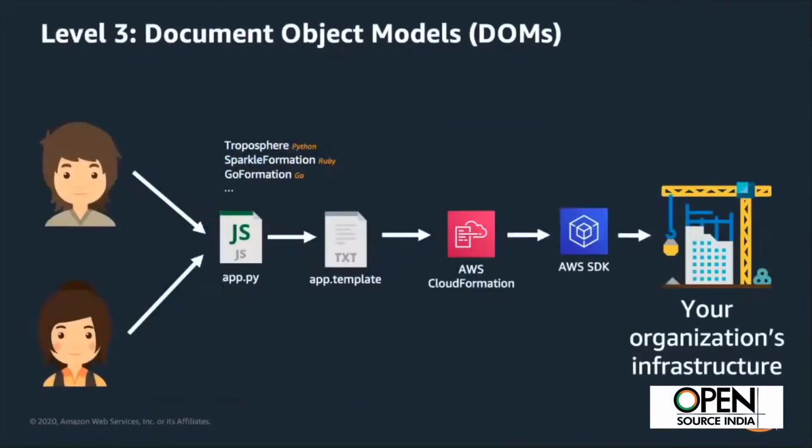So then that led to the development of document object models. For example, you may have heard of Troposphere, where you can select languages and write the code in your favorite language that will convert into a JSON or YAML template that you can give to CloudFormation, and it will take care of infrastructure provisioning for you. So up to a point, this was helping you write infrastructure in the form of code that you are familiar with, right? With common languages that you know.